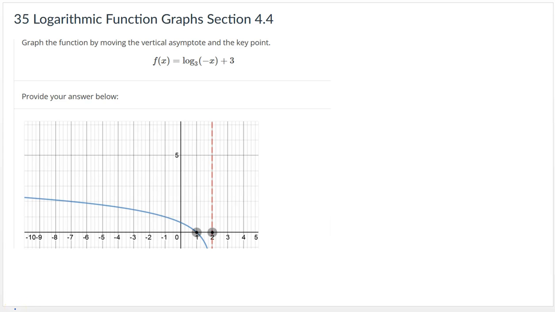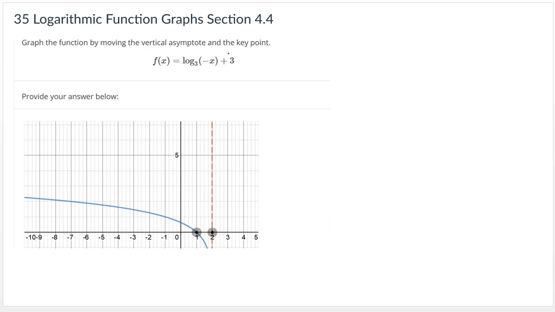Folks, I think I shortchanged it a little bit in the last video on logarithms. Those 3 hints will work great with a bunch of problems, but I didn't address finding the vertical asymptote, and I really should address that. So I've got another example here for you: log base 3 of negative x plus 3.